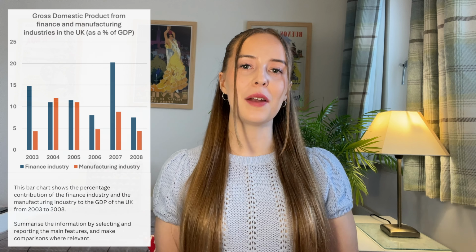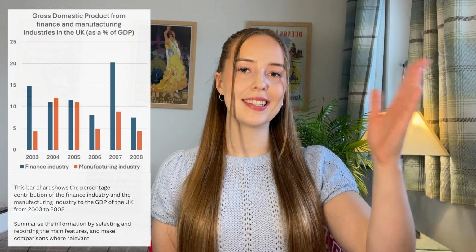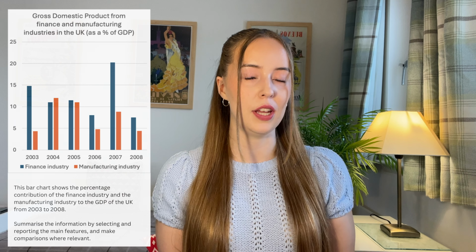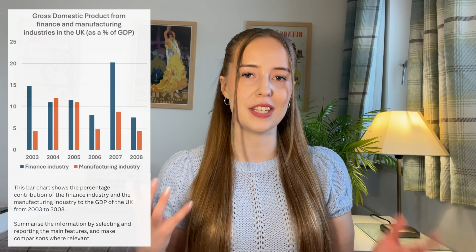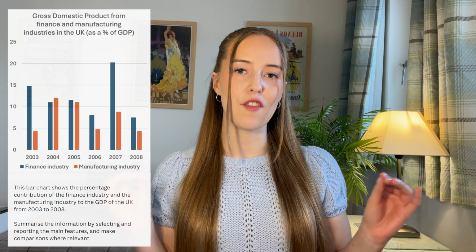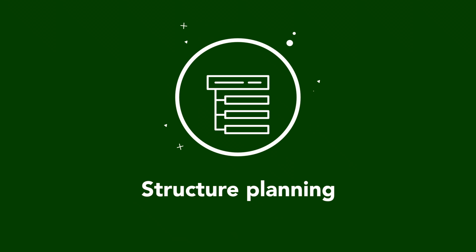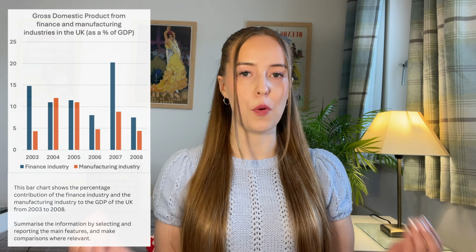Then we can look at what the highest and lowest values are. As we can see, the finance industry's contribution to GDP skyrockets in 2007, so we should probably mention that. And if we look overall, it's easy to notice that over this period, the finance industry makes up a larger percentage of GDP than the manufacturing industry. This is when the idea of comparison comes into play. So when we start writing our report, these are the main things we are going to discuss. Let's look at how we are going to structure our report.